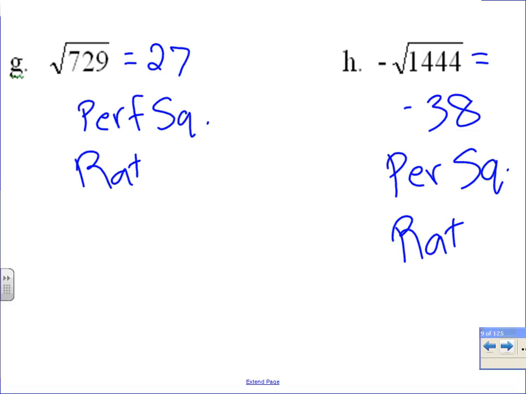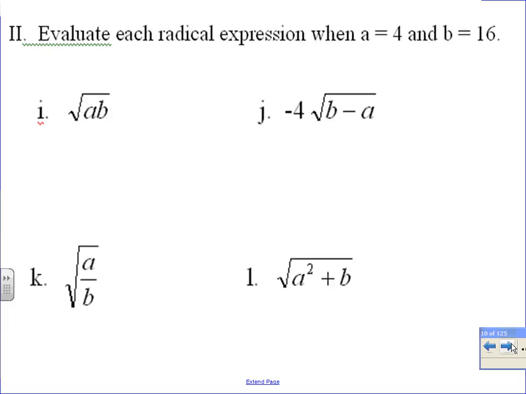Okay, flip over. Let's simplify some radical expressions. So letter I, and this is all in part 2, says evaluate each radical expression when a equals 4 and b equals 16. So all we're doing here is plugging in numbers. We plug in a is 4, b is 16. Remember, when numbers or letters are right next to each other, you need to multiply them. So we have 4 times 16.